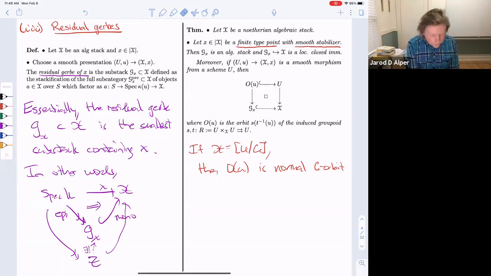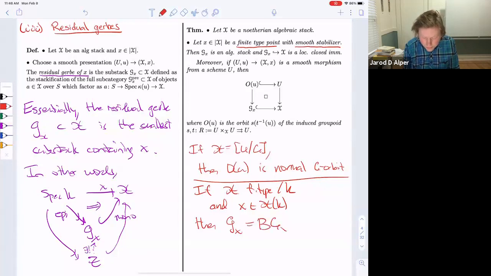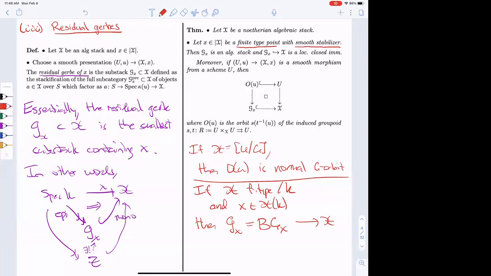I'll remind you here that if X is finite type over a field K, and the point is defined over that same field, then the residual gerbe is the classifying stack of the stabilizer. And in that case, it's easy to see exactly what the inclusion is. All right. Thank you. Other questions?